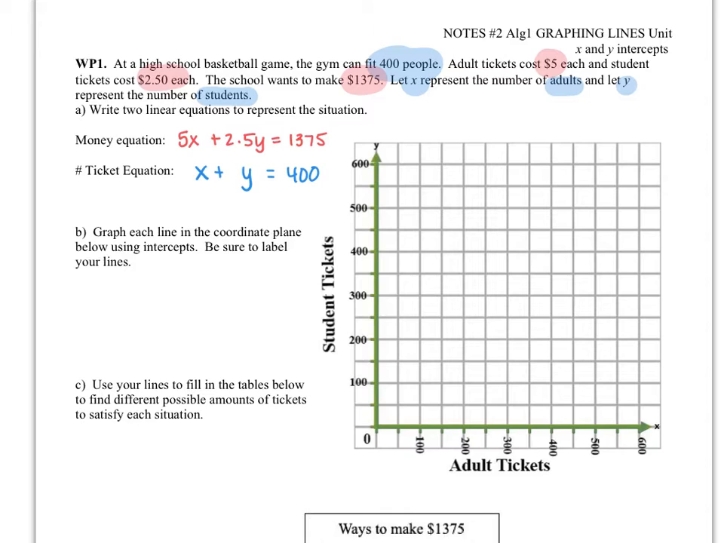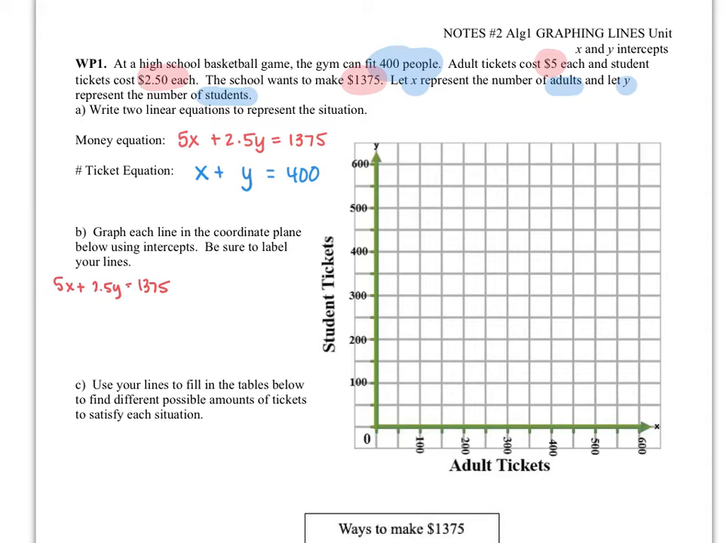Now to graph, because both of these equations are in standard form, where x and y are on the same side and there's a number, I'm going to use x and y intercepts rather than slope-intercept form, because if I wanted to use slope-intercept form, I'd have to isolate y first. And so intercepts is actually going to be more efficient. So to graph my money equation using x and y intercepts, I would do 5x plus 2.5y equals 1375.